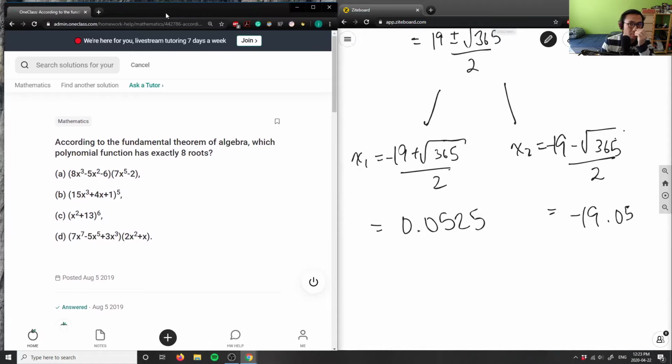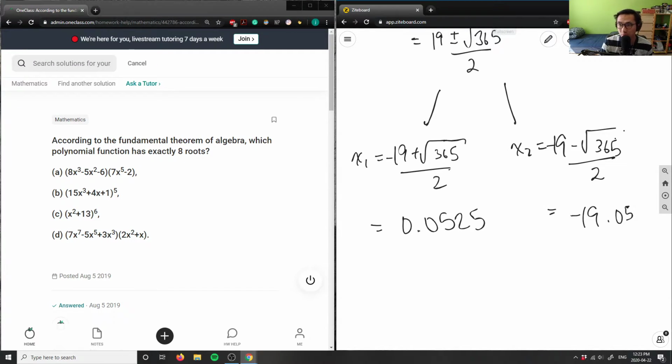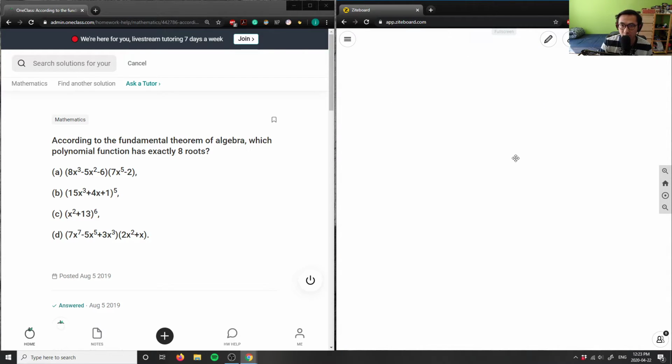So let's do this problem here. This is a grade 12 problem. I said I was going to do grade 10 problems, but because of the technical difficulties, I have to just basically pick any question at this point. So sorry about that.